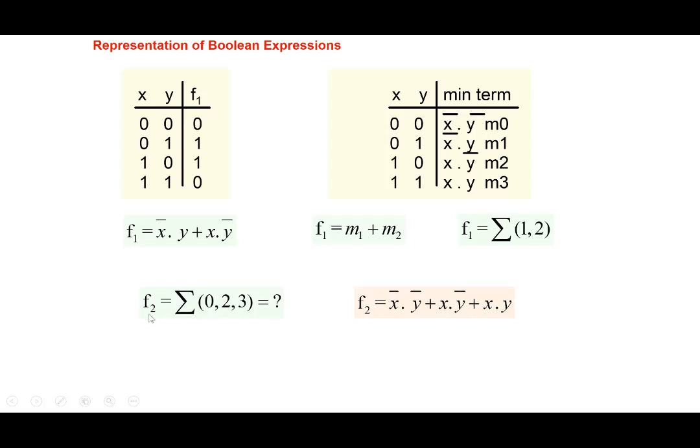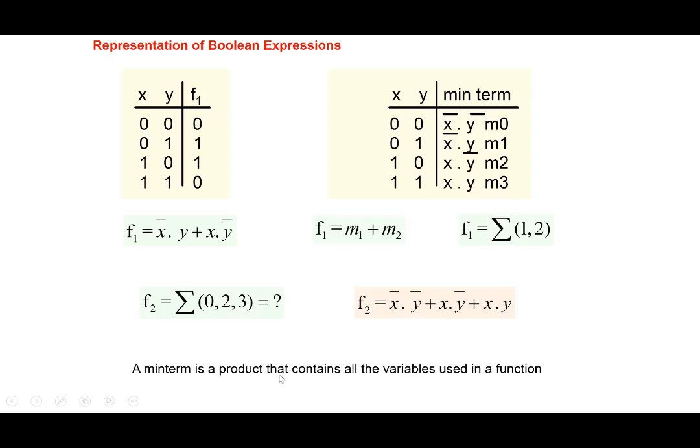Okay, so in this notation, what does the function 0, 2, 3 denote? What it means is that function F2 contains minterm 0, minterm 2, and minterm 3. So 0 is basically X being 0, Y being 0, so X bar Y bar. 2 means 1 0, the binary representation of 2 is 1 0, so that is X Y bar, and 3 is 1 1, so that is XY here. So that's a compact representation of a Boolean function.